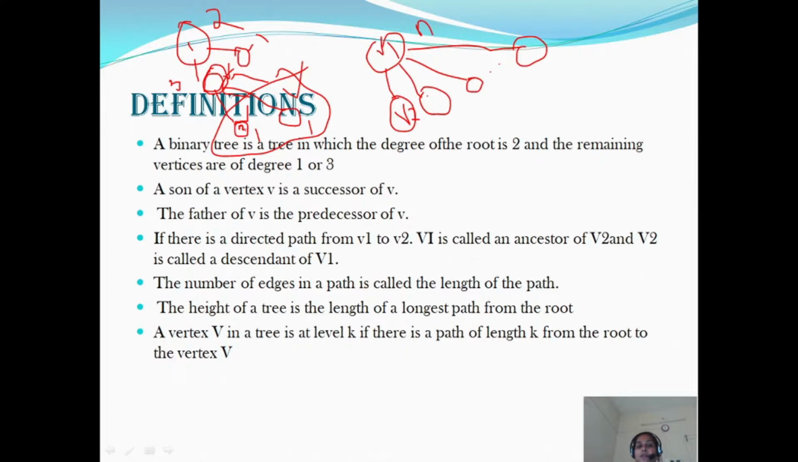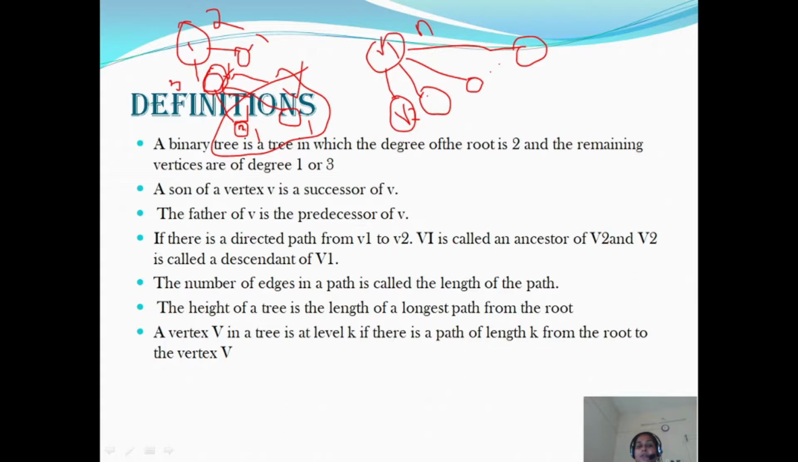When we are going to this vertex, it is numbered as 1, and this vertex is numbered as 3. So for the length of the path 1 2 3, count the number of edges: 1 plus 1 is 2. So the path length is 2. Then the height of the tree is the longest path.